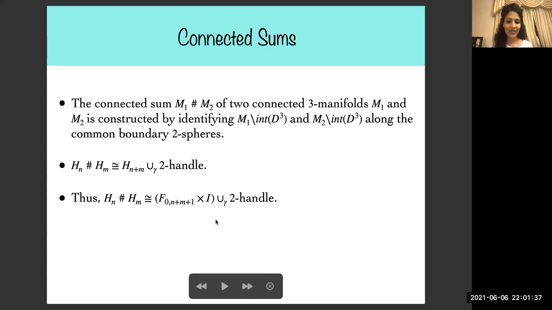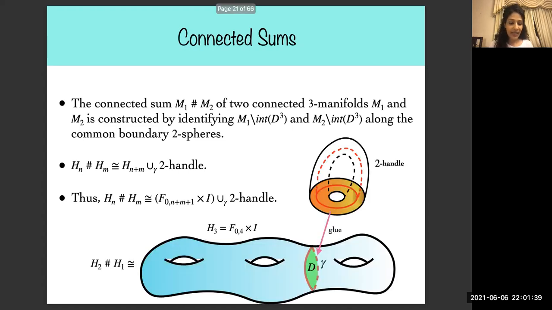So let's see an illustration of this to see what's happening. Consider H2 connected sum H1. This is H3, the genus 3 handlebody with a two handle attached as follows. You take the disk which separates H2 from H1, and then you take the boundary of the disk, which is gamma, and you glue the two handle along this gamma. And this gives rise to H2 connected sum H1.